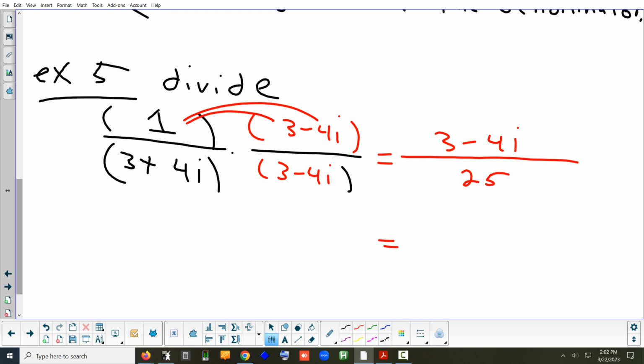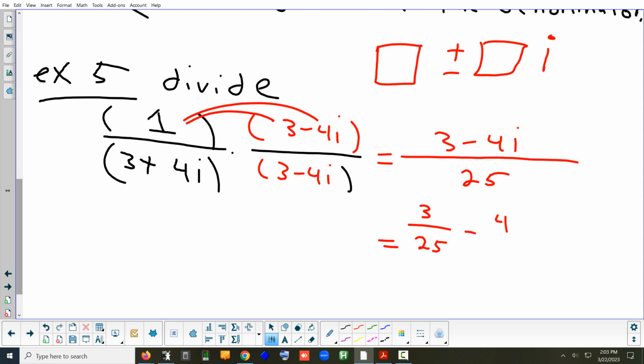Now, that's almost the final answer, but you can't leave it like that. When you write a complex number, it has to be written like this: real part, plus or minus, an imaginary part. You can't have one big fraction. That's not standard form. So the way we figure out what goes in each of these boxes is you're going to take each one of those numbers and put them over 25 separately. So the real part is 3/25, and the imaginary part is negative 4/25.